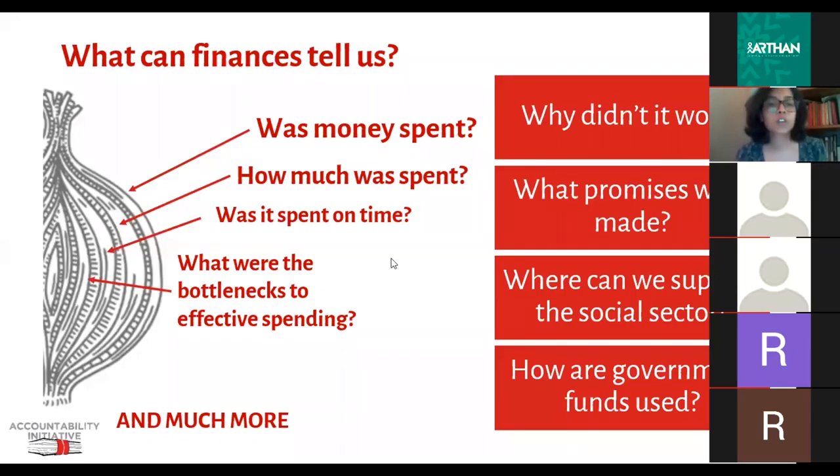But why is it important to understand these things? You may want to know why something didn't work, or to know where the government can be provided support, as some of you are funding agencies, as we saw through the poll. Or you may want to know more about the promises that the government made, or you may be funding programs to help the government and are unsure of what to fund and how to fund. There are several ways of looking at finances, and looking at finances helps you answer these questions.